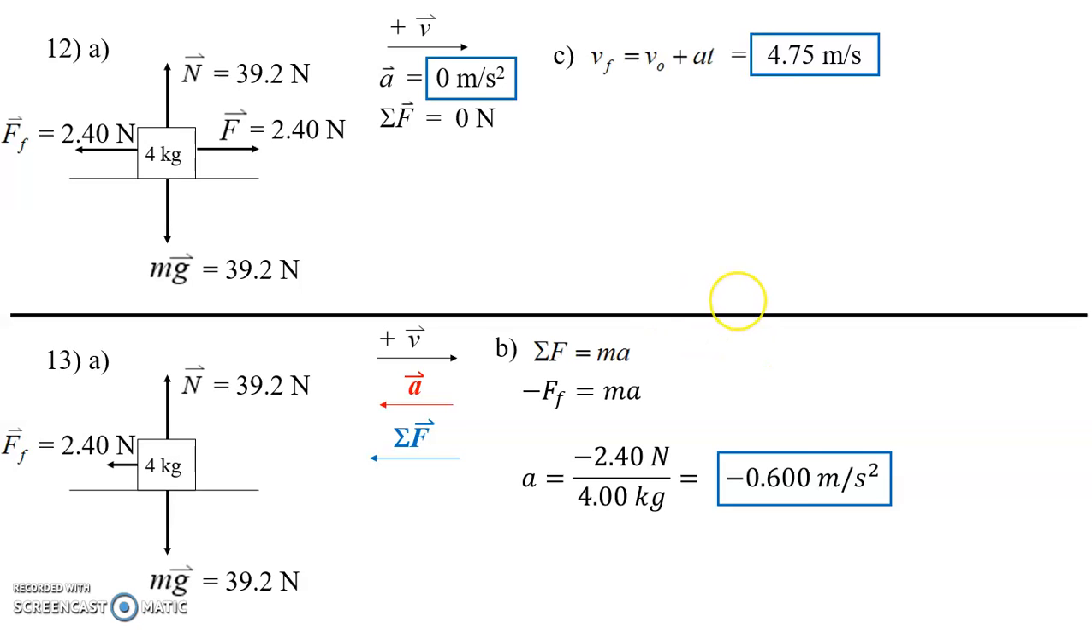How much time is it going to take for it to stop? Well, these are kinematics equations. Personally, I would think this is the easiest one to do. t equals vf minus v naught over a, just the acceleration equation rearranged. We know it's got to stop, so the final velocity is going to be 0.